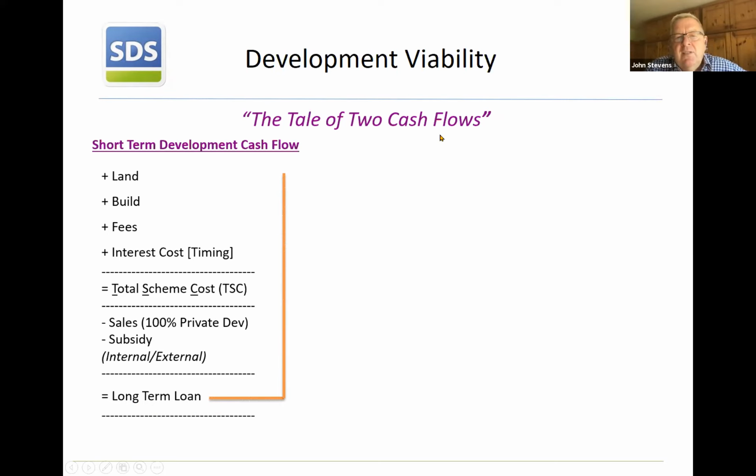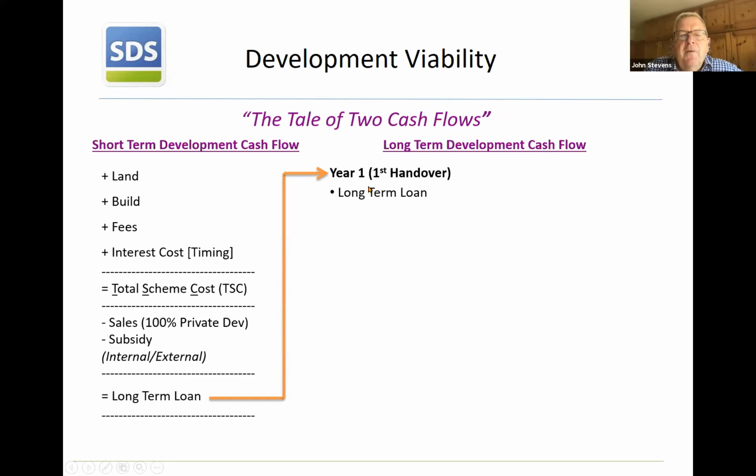And that's why we call it the tale of two cash flows, because we've got the short-term development cash flow when we're building, and when we finish our homes, we actually move that cost, that long-term loan, into a second cash flow, sometimes called the management cash flow, very often called the long-term cash flow. And there, in year one, we actually transfer our long-term loan. So year one is defined in the long-term cash flow by the year of the first handover of the first unit. That starts the whole cash flow.